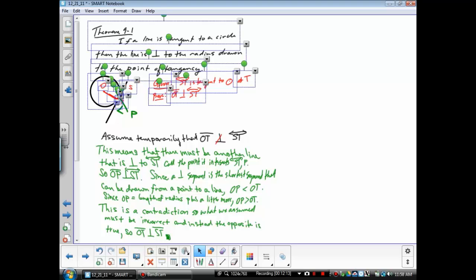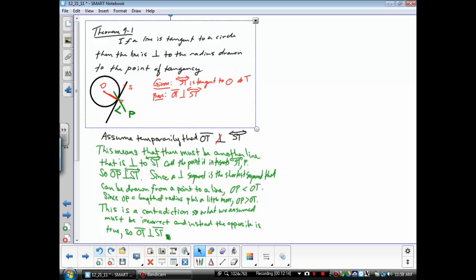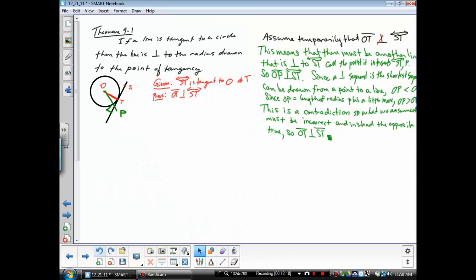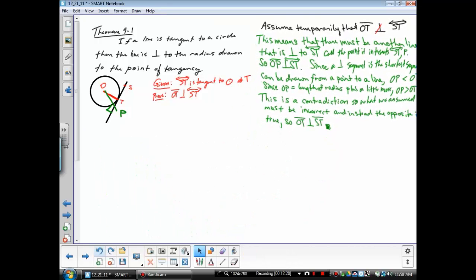So now, let's look at the corollary to this. Corollary 1, tangents to a circle from a point are congruent.